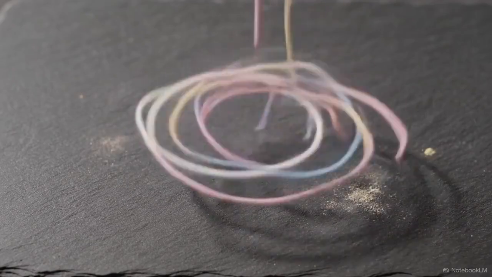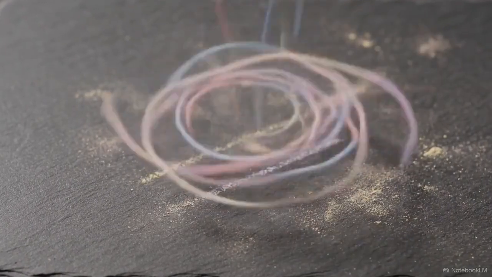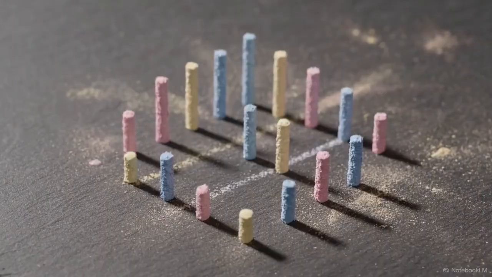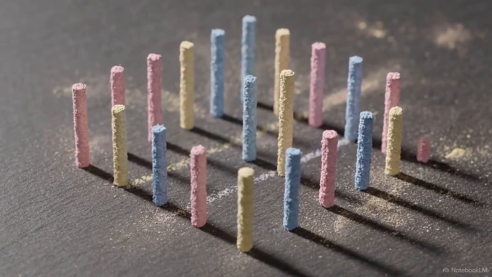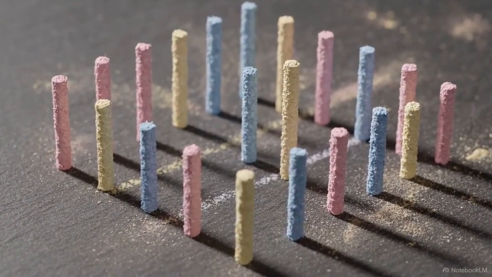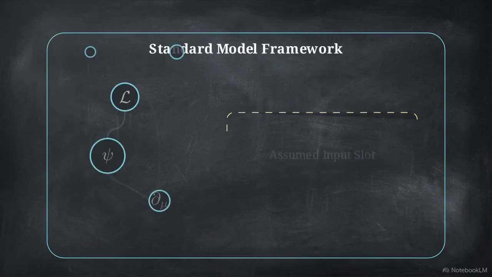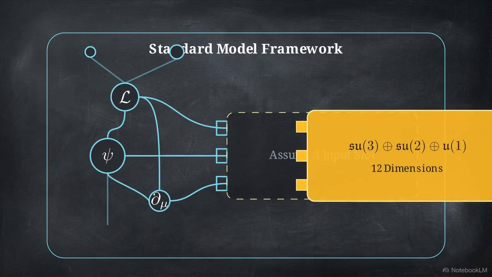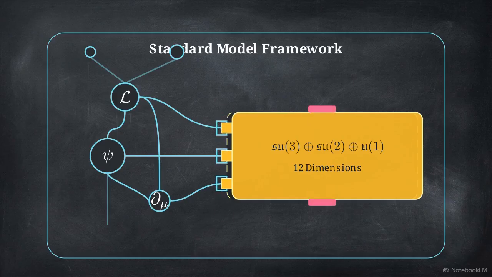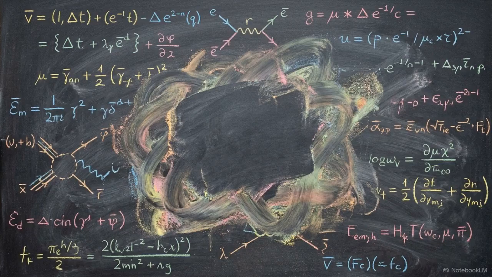The standard model's internal symmetry is incredibly successful. The behavior of particles aligns with an exact mathematical symmetry, SU3, SU2, U1. But there is a glaring omission in how this 12-dimensional Lie algebra is used in modern physics. It enters our equations as an assumed structural input. We start by plugging it in, rather than deriving it from the physical universe itself.